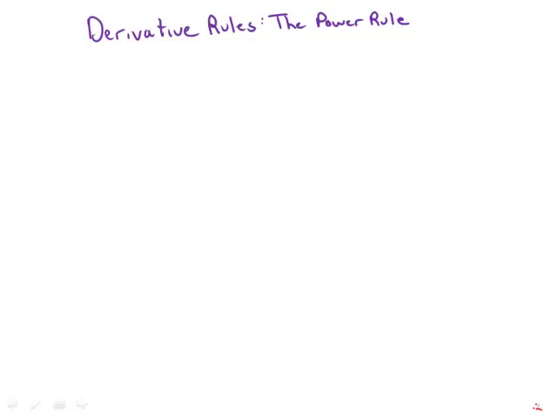Derivative rules: the power rule. And as you will learn, this is really one of the king shortcuts in all of mathematics. It really is an amazing shortcut once we learn it. And the question is, how do we take the derivative of x to a power n? Well, let's go back to the definition.